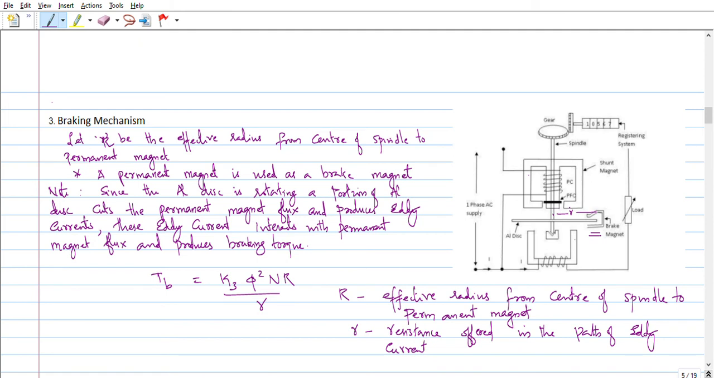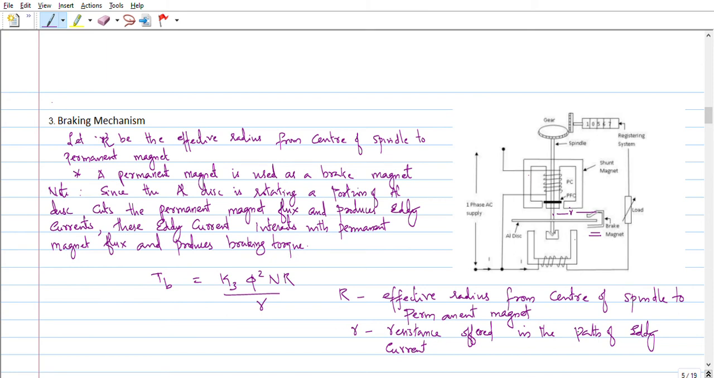That means braking torque is developed. Who is responsible for braking torque? The brake magnet, the permanent magnet. How is it produced? Because of the flux cut by the rotating aluminum disc. The eddy current produced by the aluminum disc interacts with the permanent magnet flux and produces a braking torque. And the equation is given by TB is equal to K3 phi square N R divided by small r.